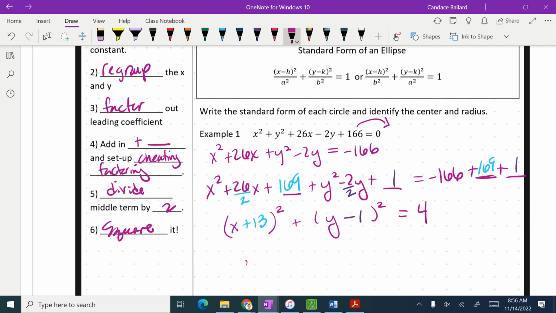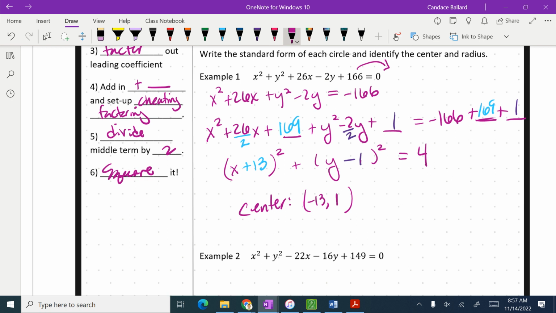Okay. Let's talk about the center and the radius. So remember, when we're going in or out of parentheses, what do we have to do with our sign? Change it, right? So what's the 13 going to become? Negative 13. What's the 1 going to become? Positive 1. It's technically h and k, but you always know your h is with your x and your k is with your y. So I always think of it as x and y.